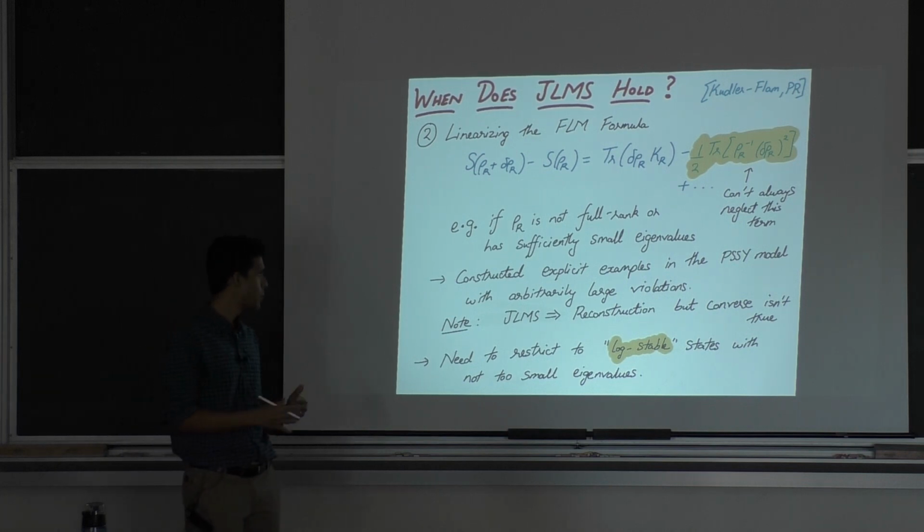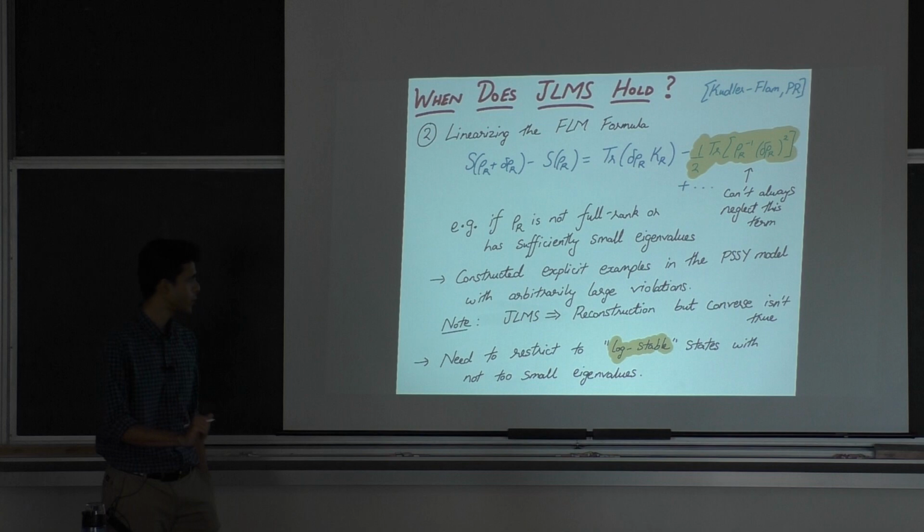So the key point is just that you need to restrict to some class of nice states, which is what we call log stable states, where you don't have too small eigenvalues so that you can actually use the JLMS formula.